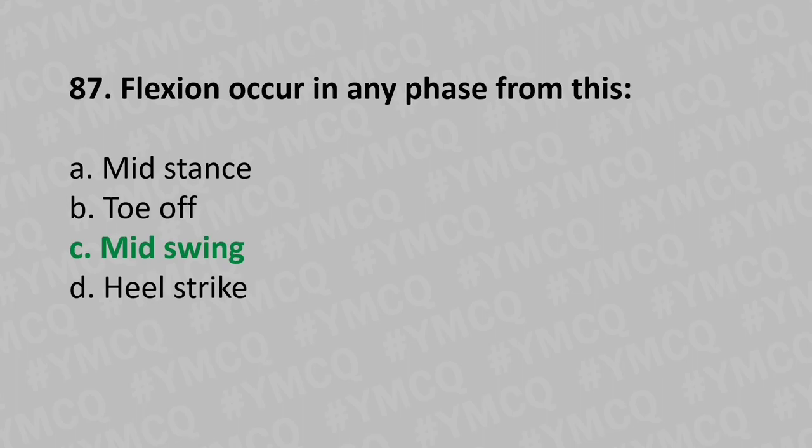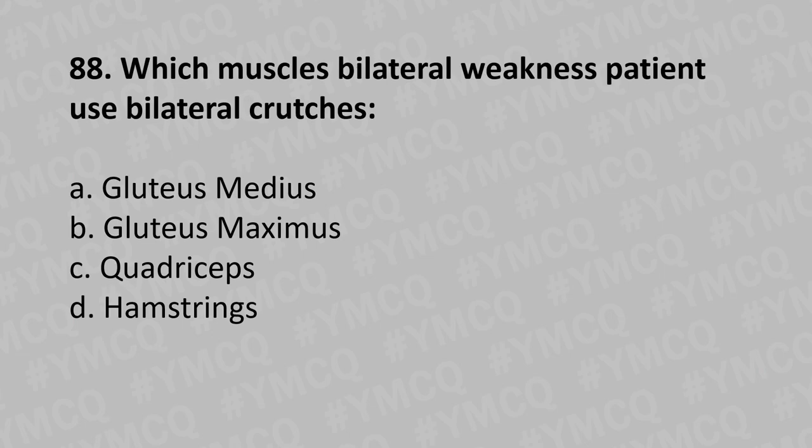In bilateral weakness of which muscle does the patient use bilateral crutches? Option A, gluteus medius. Option B, gluteus maximus. Option C, quadriceps. Option D, hamstring. And the answer is option B, gluteus maximus. Moving to our 89th question.